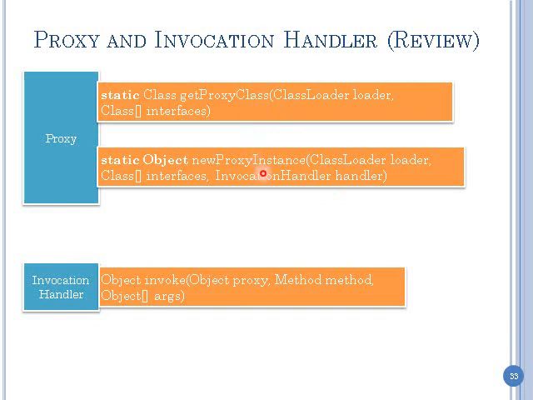And you guys remember, what does get proxy class do and what does new proxy instance do? Or what could it do? Just use your brains. So get proxy class, as its name says, will return a class, and new proxy instance will return an instance. What is the relationship between the two?